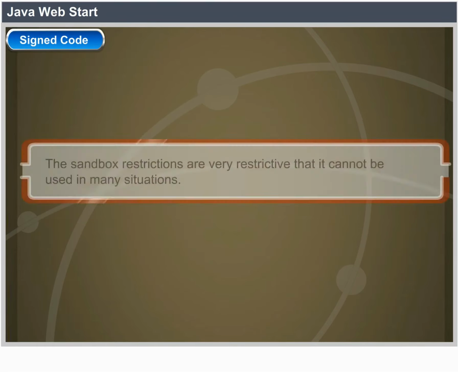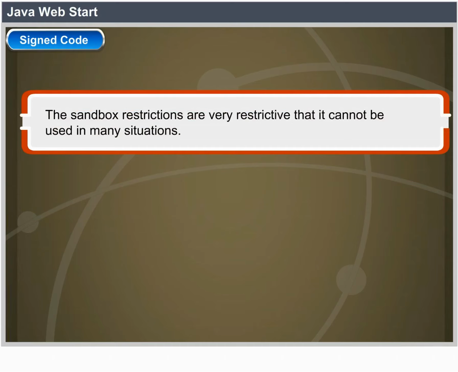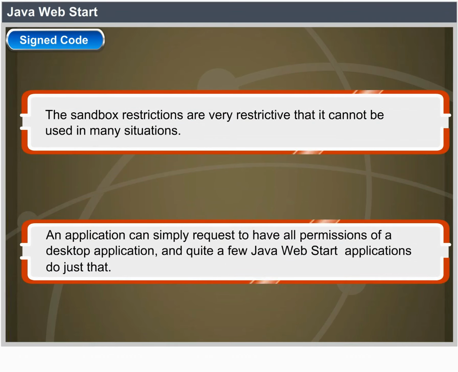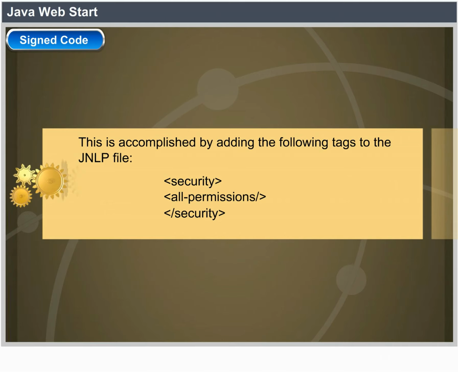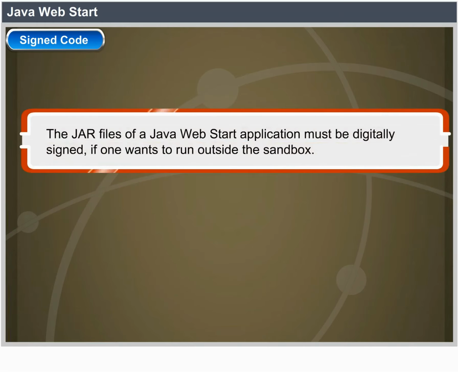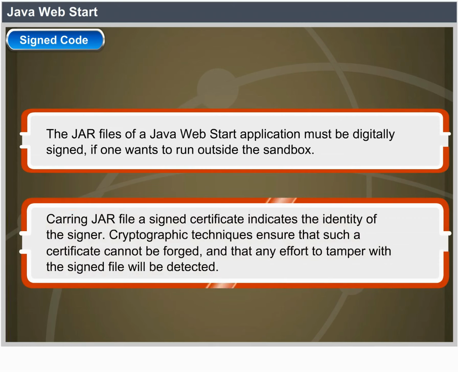Signing code. The sandbox restrictions are so restrictive that it cannot be used in many situations. An application can simply request to have all permissions of a desktop application, and quite a few Java Web Start applications do just that. This is accomplished by adding the following tags to the JNLP file: security, all-permissions, /security. Jar files of a Java Web Start application must be digitally signed if one wants to run outside the sandbox. Carrying the jar file, a signed certificate indicates the identity of the signer.